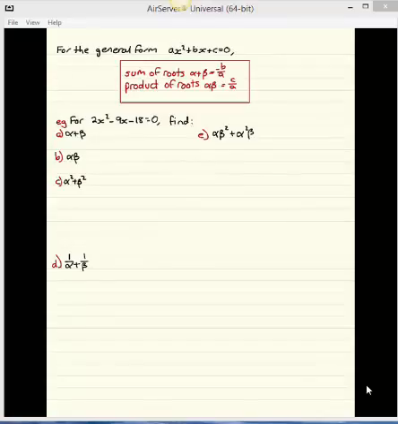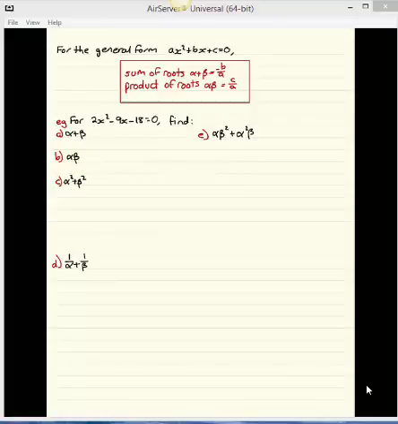If we get away from a monic quadratic, which means that the coefficient of x squared is no longer 1, so if we go back to the general form of a quadratic, ax squared plus bx plus c is equal to 0, then the sum of the roots, using what we just looked at, ends up being minus b over a, where b is the coefficient of x and a is the coefficient of x squared, and the product of the roots ends up being c over a.